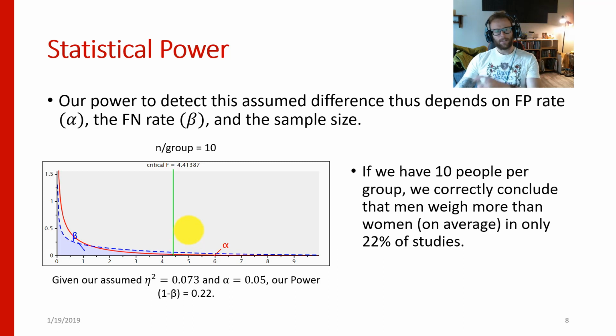So in order to calculate statistical power, we have to contrast that against our estimated alternative distribution, which in this case is shown as a dashed blue line.